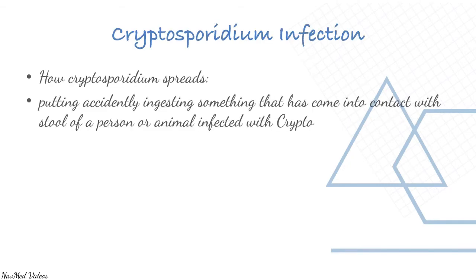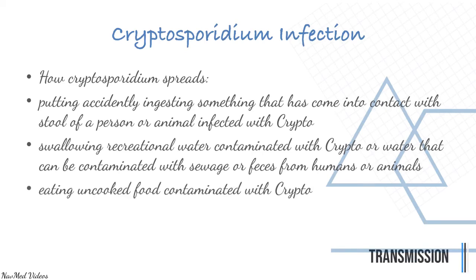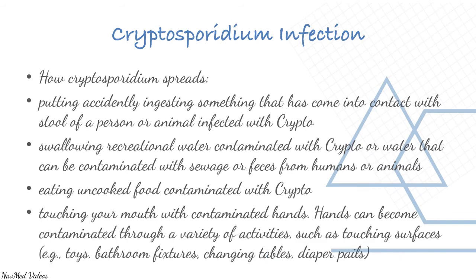How does Cryptosporidium spread? Accidentally ingesting something that has come into contact with the stool of a person or animal infected with crypto. Swallowing recreational water contaminated with crypto, or water that can be contaminated with sewage or feces from humans or animals. Eating uncooked food contaminated with crypto. Touching your mouth with contaminated hands. Hands can become contaminated through a variety of activities such as touching surfaces. Exposure to human feces through sexual contact.